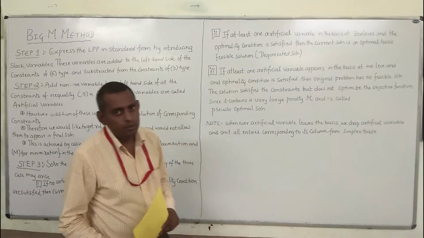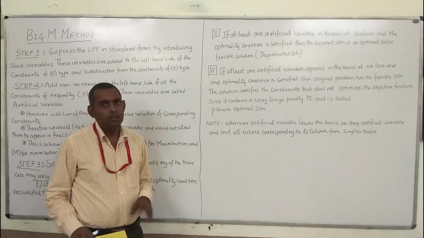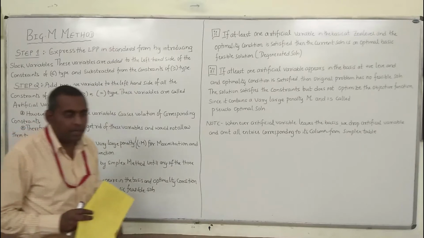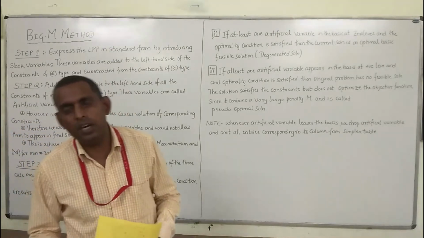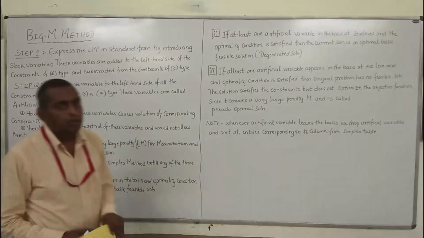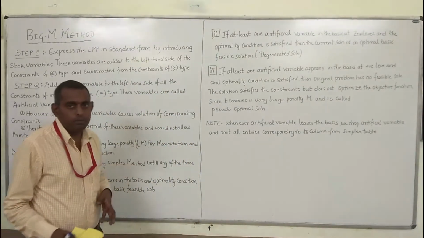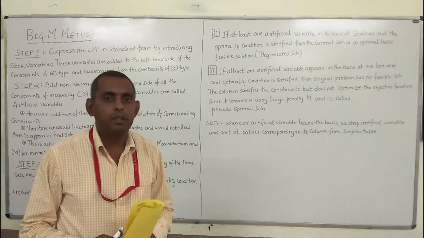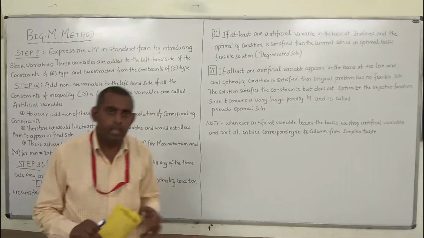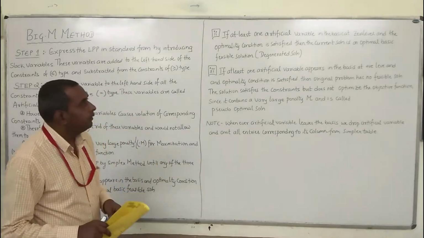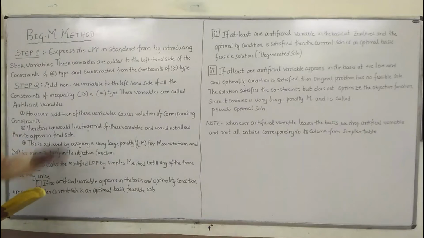Welcome back, students. In this session we are going to study the Big M method. The Big M method is one of the artificial variable techniques. These are the steps of the algorithm which are to be performed while solving the LPP using the Big M method.